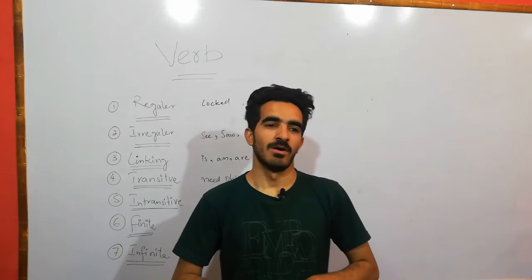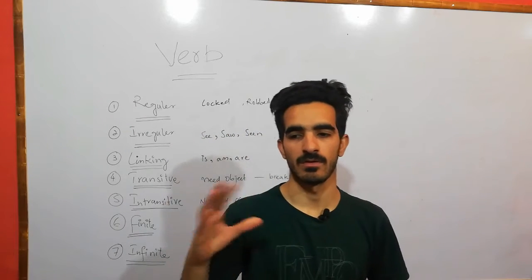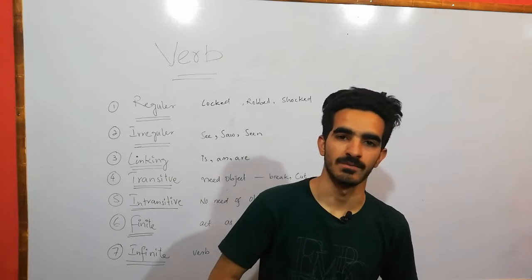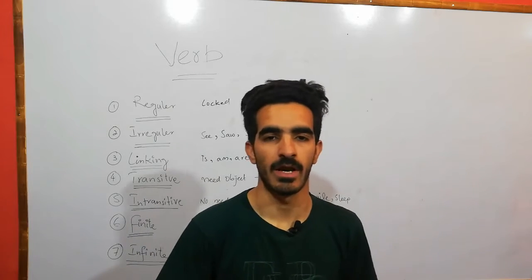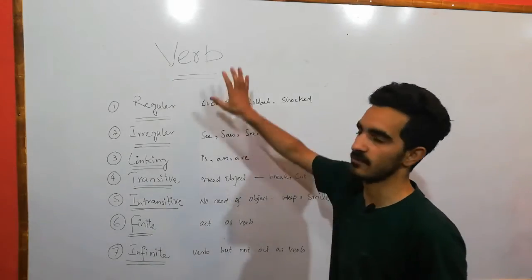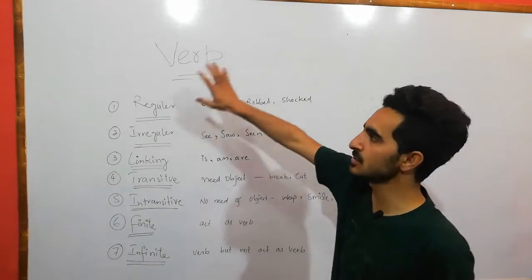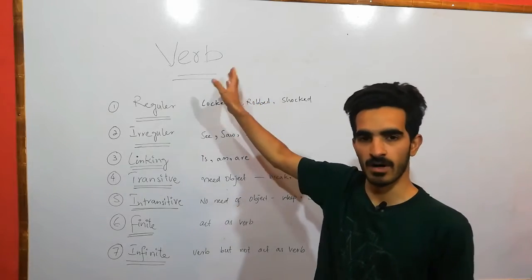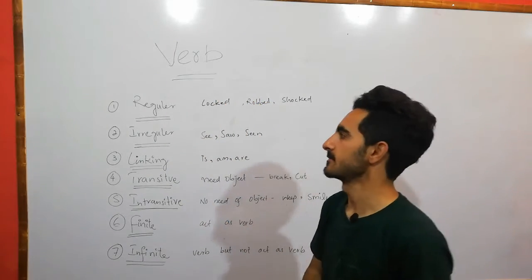Today we are going to talk about the verb. In our previous videos we have talked about the noun and the pronoun, right? So in this video we are going to talk about the verb. What is a verb? It is the third of the parts of speech, and we will discuss the verb and its kinds.